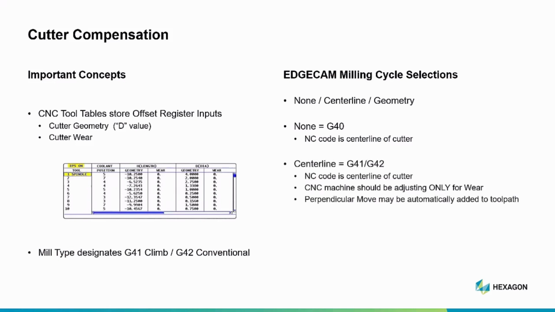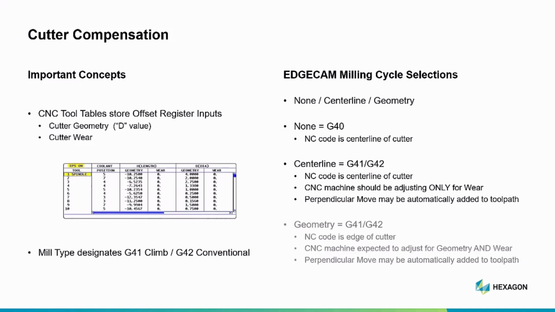When centerline is selected in the EDGECAM mill cycle, G41 or 42 will be output to NC code, and the NC code coordinates are at the center line of the cutter. The CNC machine should only be adjusting for the wear between the intended cutter size and the actual cutter size. When geometry is selected, G41 or 42 is output, but now NC code is at the edge of the cutter, so the CNC machine will be adjusting for both the geometry and wear offset values.